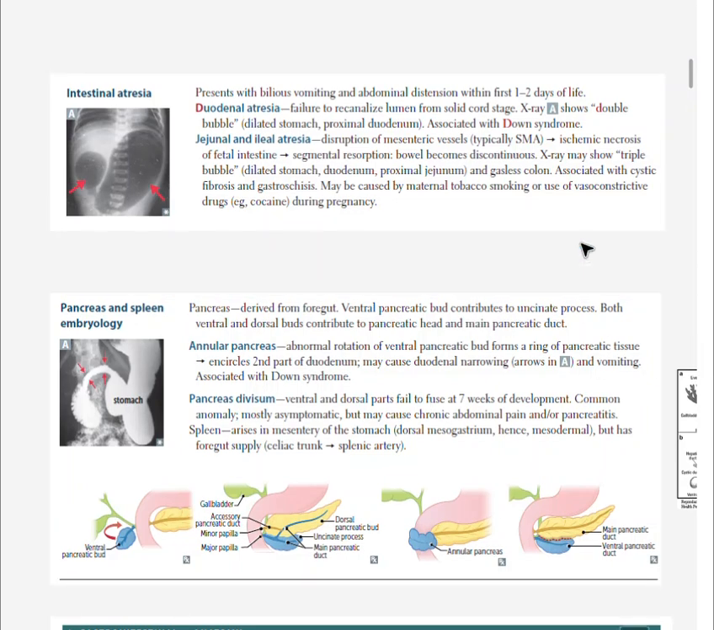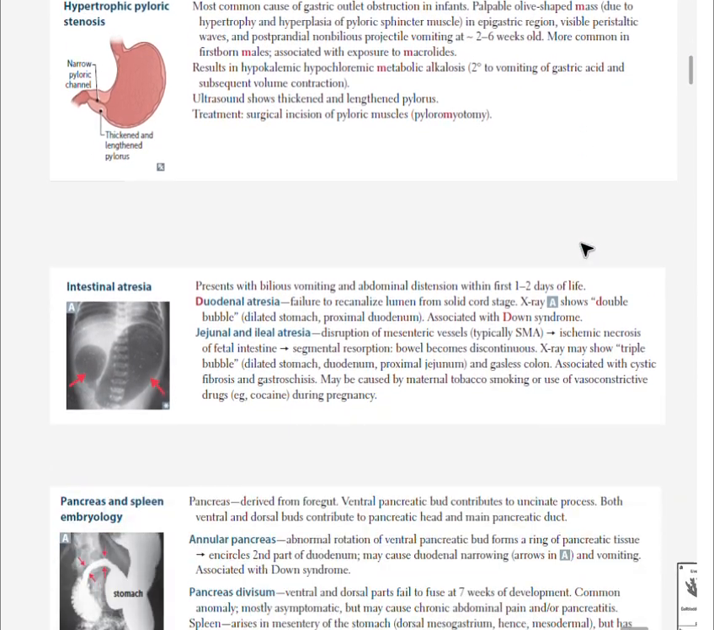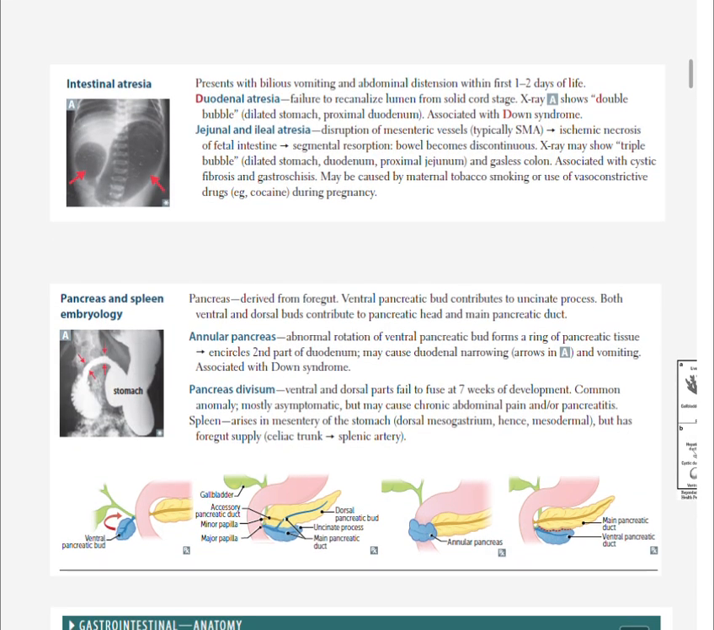Now continue with our GIT from First Aid. We reach the intestinal atresia. So a little bit about intestinal atresia.